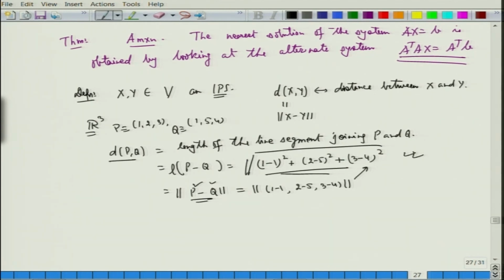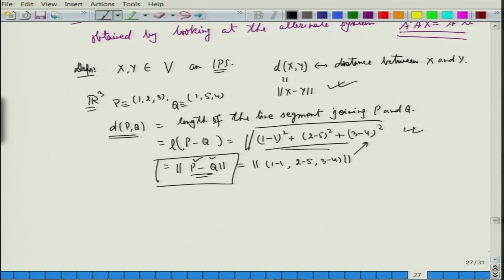So you are defining the distance between P and Q as the length of P minus Q. So this we can do for the general setup also. So whenever I have an inner product, I can talk of this. Now what are the properties of a distance that you should have? So, properties of distance that you would like to have.